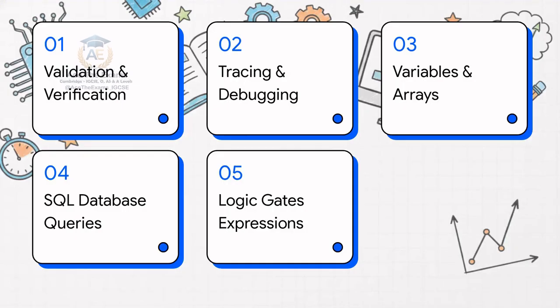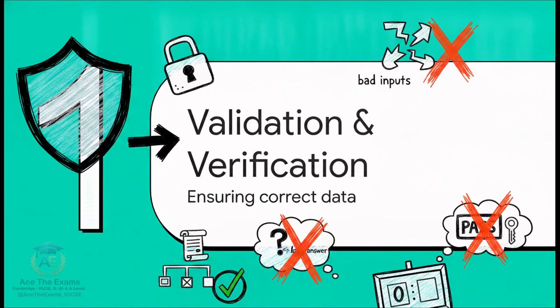Today, we're taking a daunting 100-mark paper and slicing it into 5 highly manageable strategic zones: validation and verification, code tracing and debugging, variables and arrays, database queries, and finally, logic gates. Let's kick things off with Section 1, Validation and Verification.